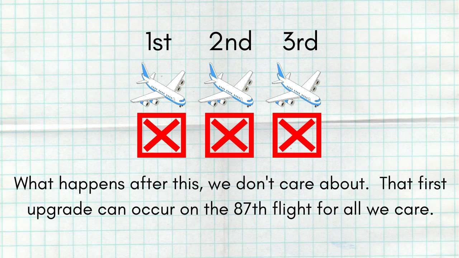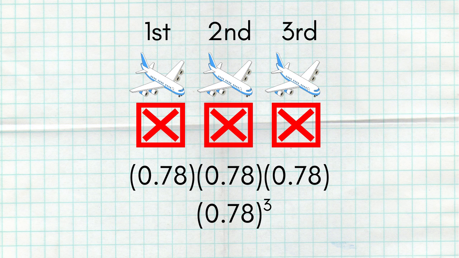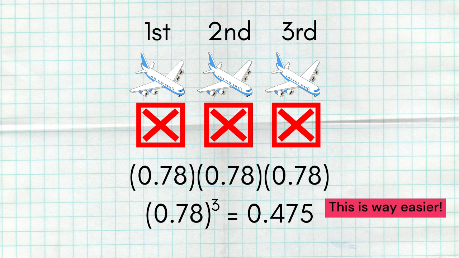But again, if I want the first upgrade to happen after the 3rd flight, all that has to happen is that the first is a failure, 0.78, the 2nd is a failure, 0.78, and then the 3rd is a failure, 0.78. So 0.78 raised to the 3rd is going to get me right to my answer of 0.475 right away.